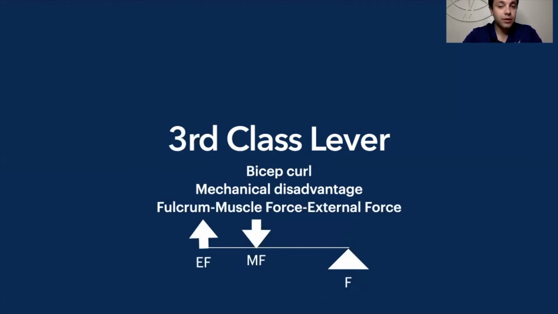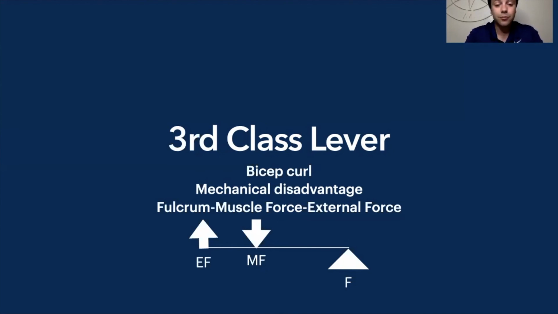This really determines why we have a mechanical advantage versus disadvantage, because we've talked about moment arms. Moment arms are the perpendicular distance from the line of pull of the muscle to the fulcrum. If that muscle force is further away from the fulcrum, that's going to give it a larger moment arm, and that's what gives us our mechanical advantage. The exercise example that they like to use for a third class lever is a bicep curl or any form of elbow flexion.